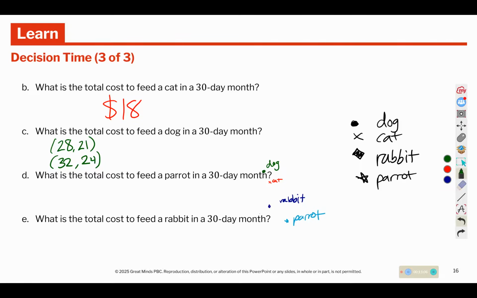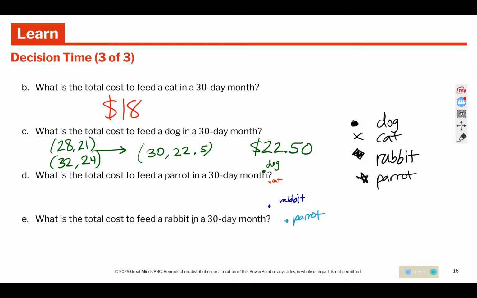Well, in the middle, between 28 and 32 is 30 days. 21 and 24 are 3 away from each other. If we split that in 2 to find the middle, that's an extra 1.5. 21 plus 1 is 22, plus an extra half is 22.5. So it is $22.50 to feed the dog for 30 days.